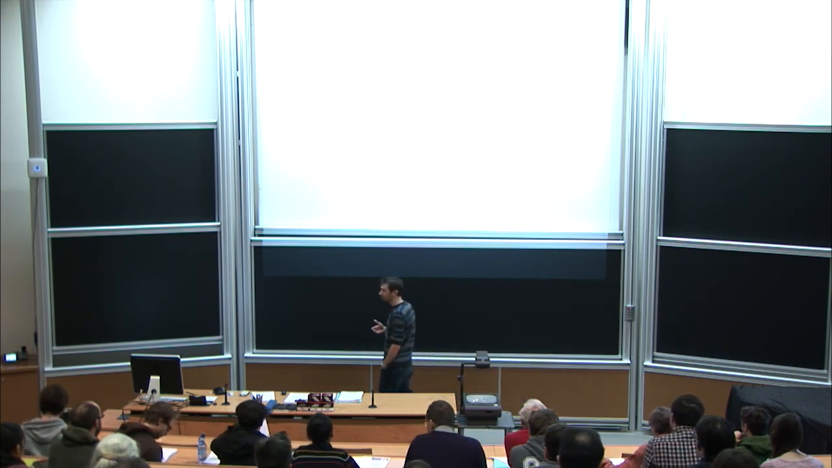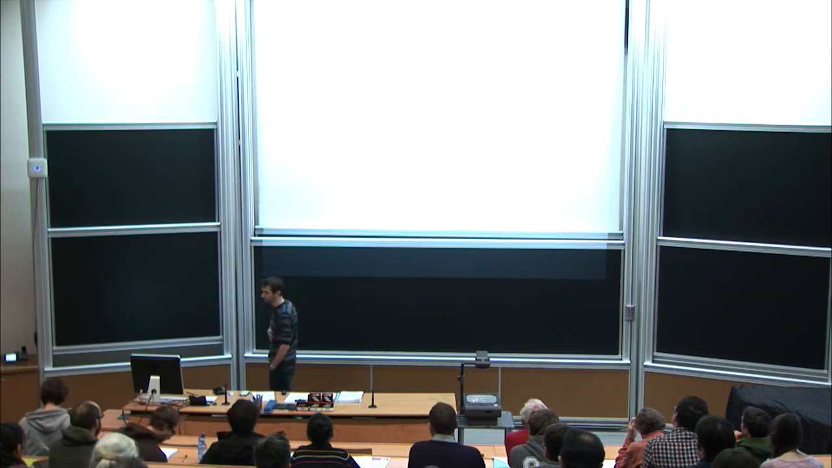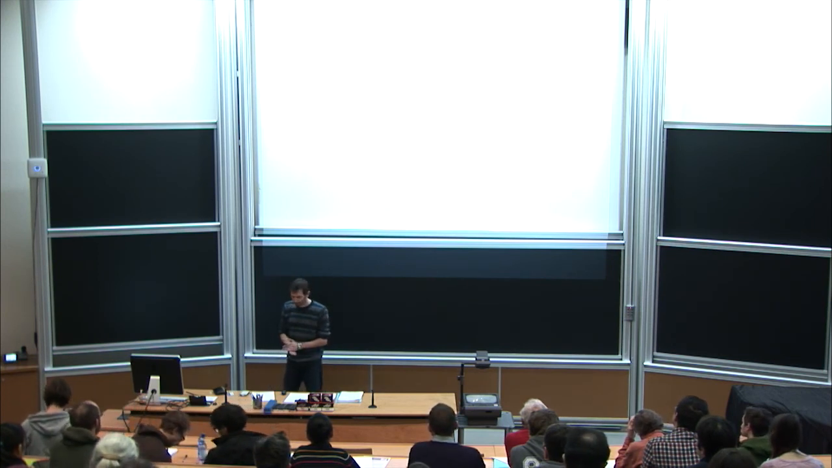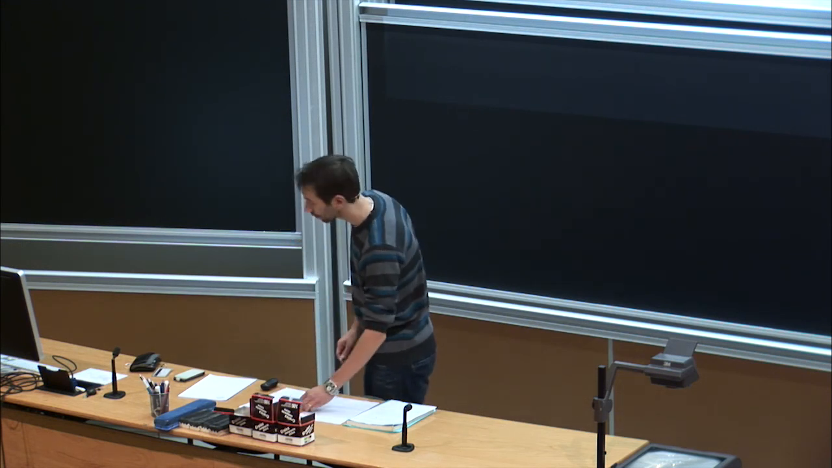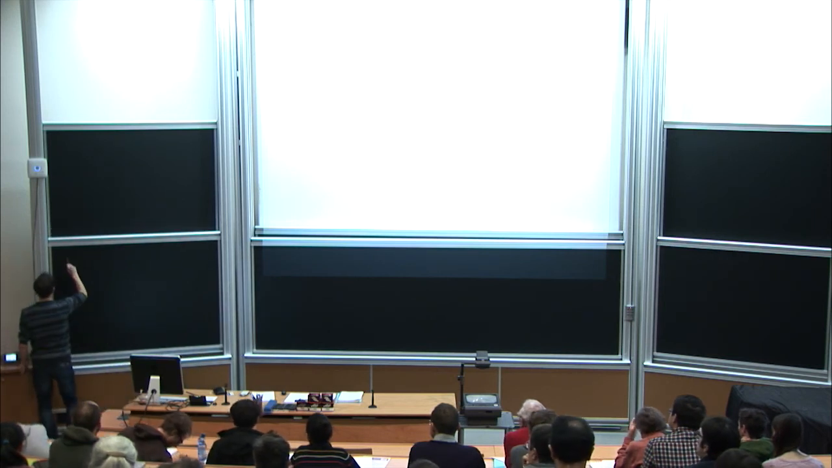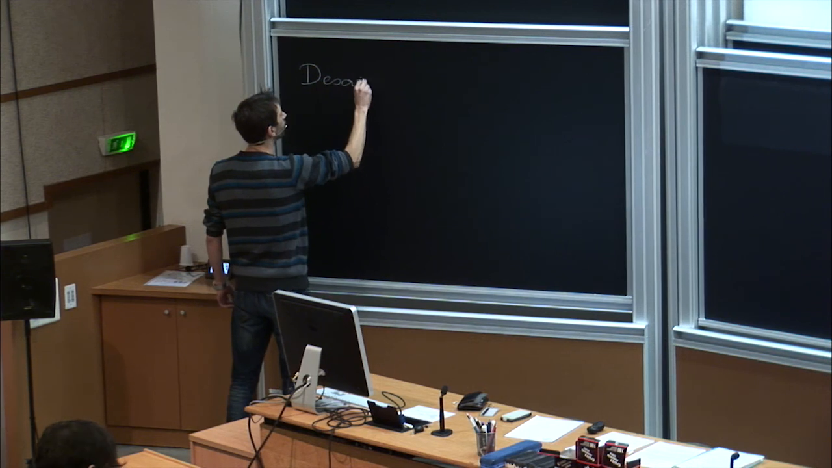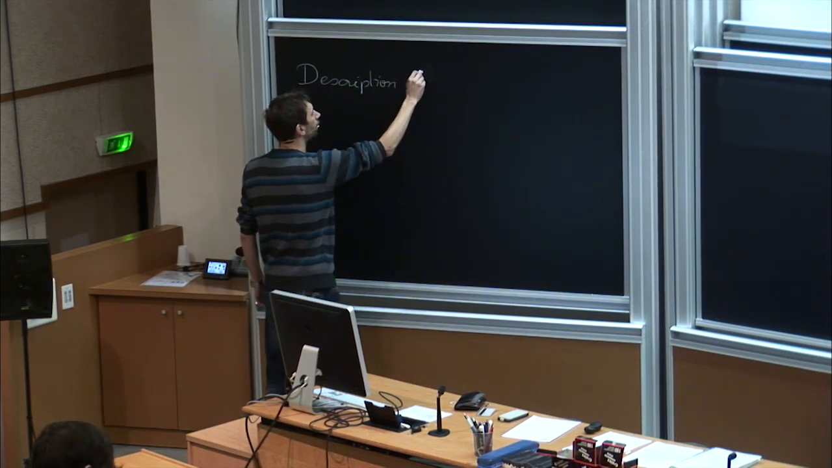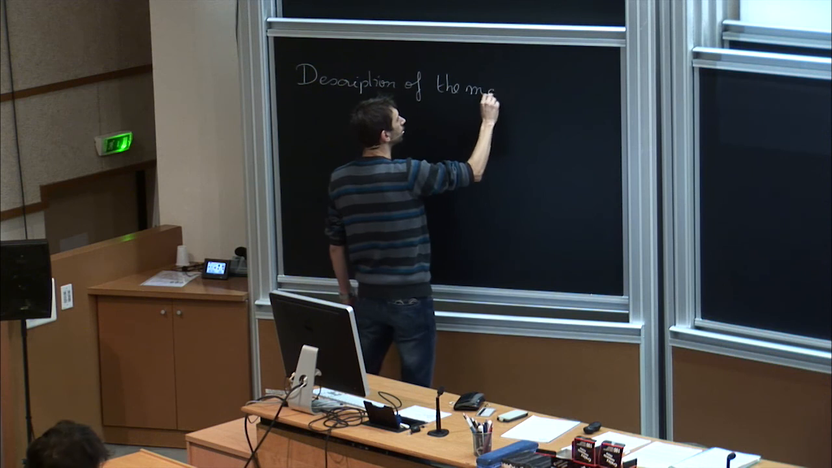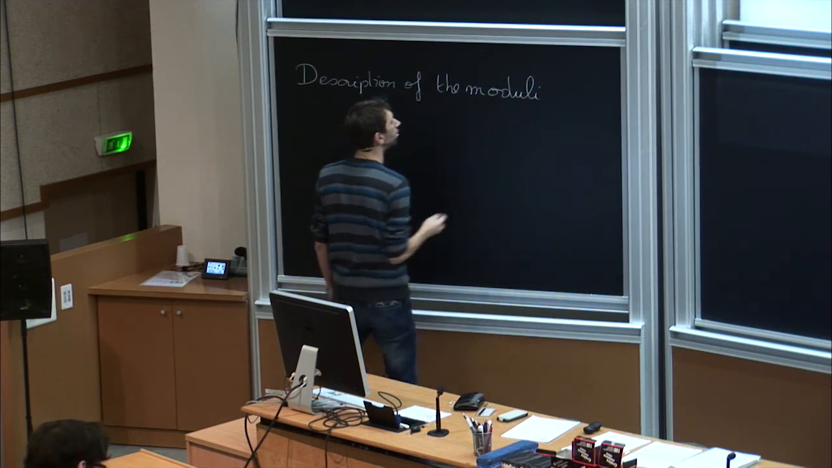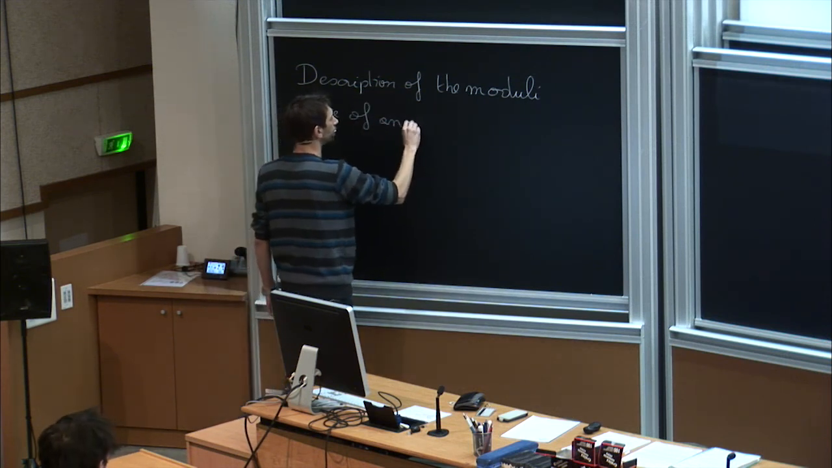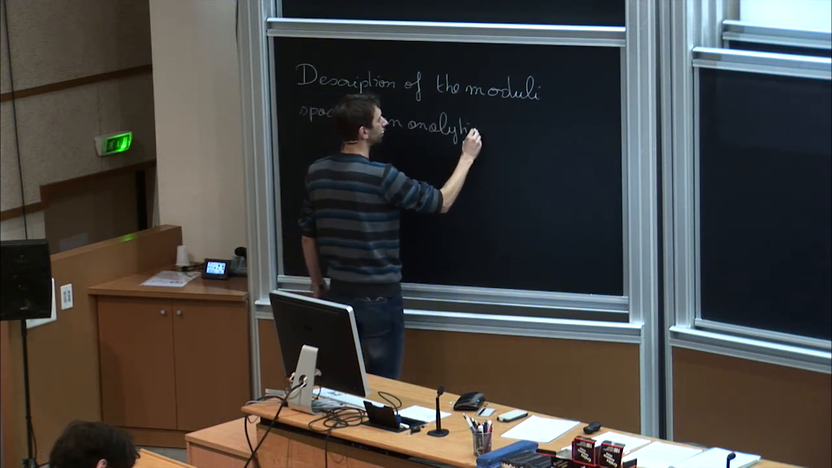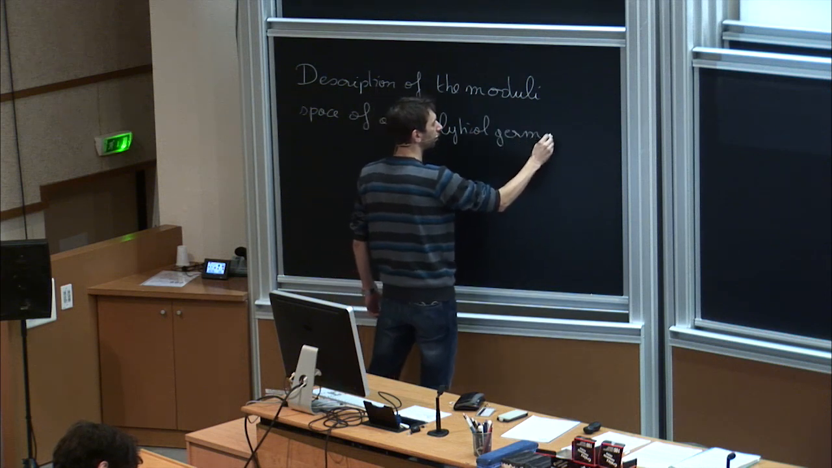Okay, so I'm going to speak about a very known problem, which is the problem of Zariski. So the problem of Zariski consists in the description of the moduli space of a germ, of an analytical germ of curves in the complex plane.